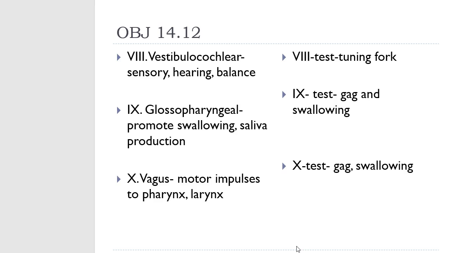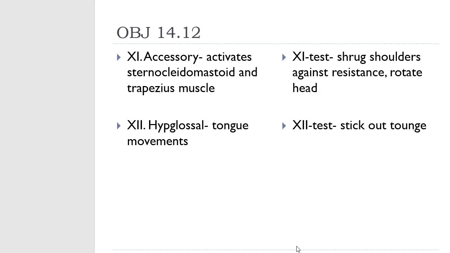And number 10, some people say this is the major nerve and if it is ever severed, we would die. And as we get further into the chapter, in the next chapter, you'll see how much cranial nerve 10 really plays a huge support part in our body. So it does motor impulses to the pharynx and larynx, of course, but we can also do a gag and swallowing test for this. For 11, we have the accessory cranial nerve.